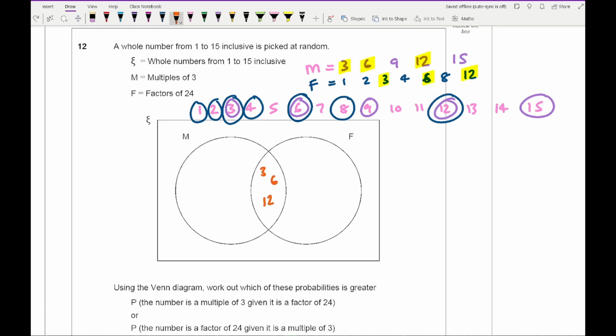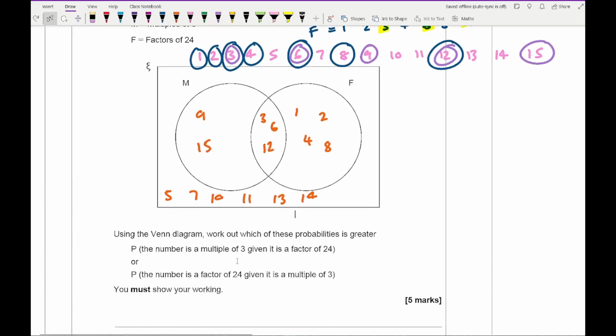The ones that are exclusive to F are 1, 2, 4, 8, and the ones exclusive to M, which are 9 and 15, and the ones that go outside are going to be 5, 7, 9, 10, and I've got 11, 13 and 14.